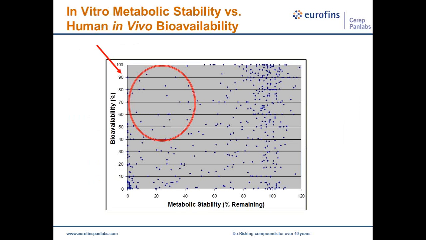Again, in our BioPrint data, this is from 476 matched data points comparing bioavailability and metabolic stability. It shows that a compound with low metabolic stability usually will not have a high bioavailability.